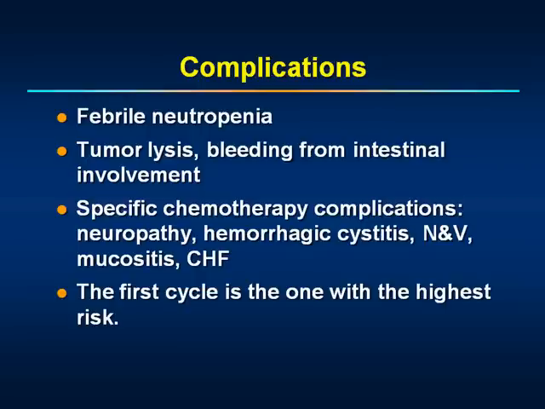Complications of therapy are very familiar to you and include febrile neutropenia, tumor lysis, bleeding from intestinal involvement, and specific chemotherapy complications such as neuropathy, hemorrhagic cystitis, nausea and vomiting, mucositis, and heart failure. And interestingly, the first cycle is the one with the highest risk when the patient has a big tumor burden and is sick already.